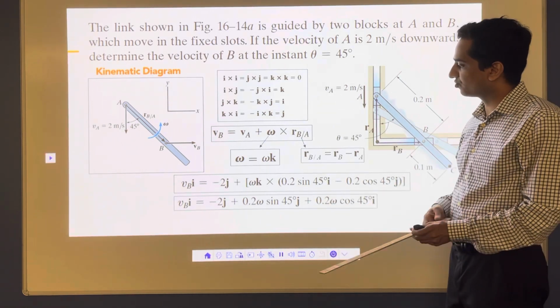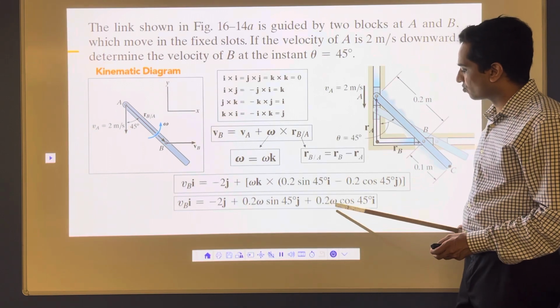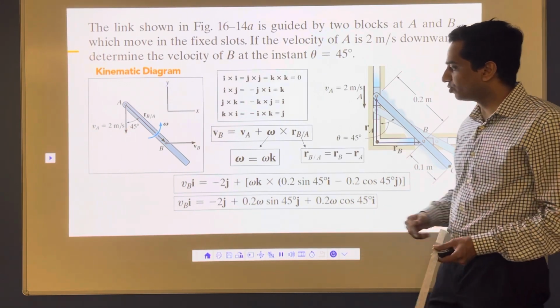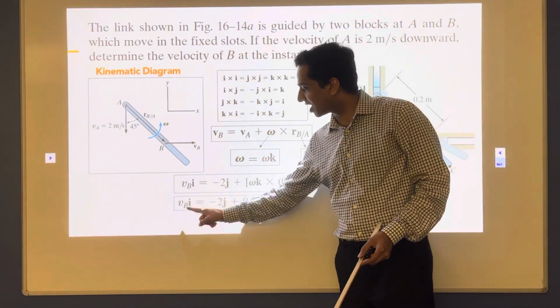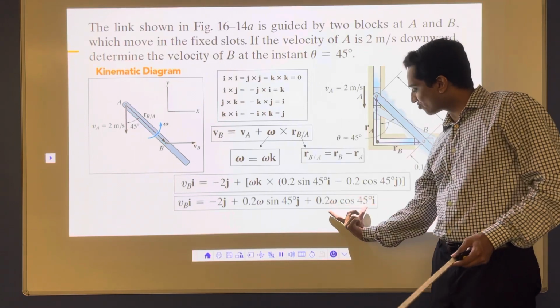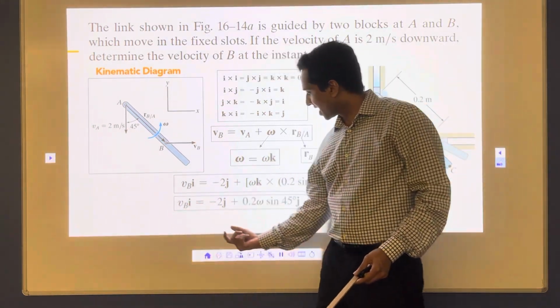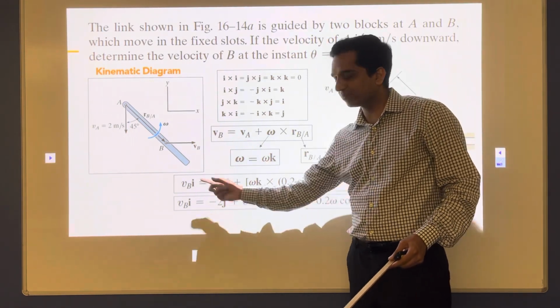And I'm going to write that down. So it will become minus 2 omega sine 45 j minus 2 omega cos 45 i, and that's it. Once I have that, I'm going to equate coefficients from both sides. Here I have coefficient i, here i. So whatever this value of the coefficient of i is should be equal to VB. And there is no j here, so whatever the coefficient of j here is going to be equal to 0.